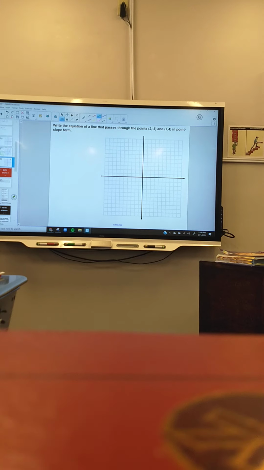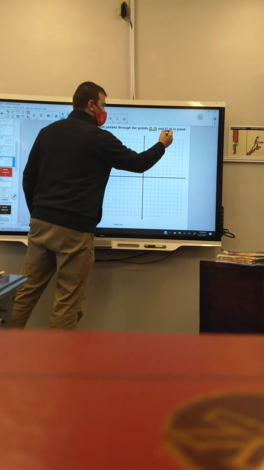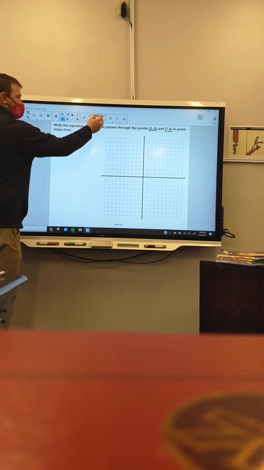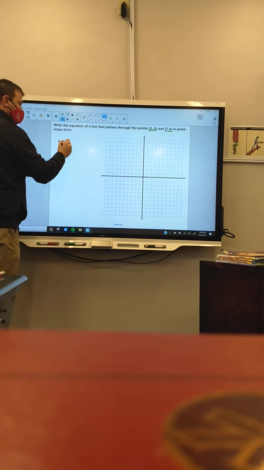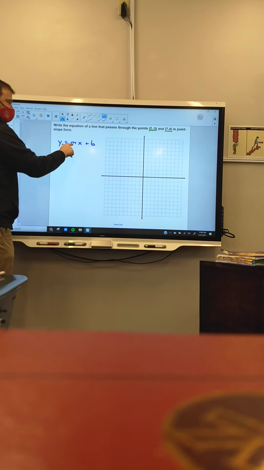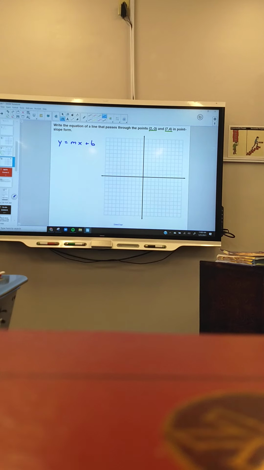Write the equation of a line. You've got your grid if you want to graph it first. But here are the things that you know. You know 2 points. Okay, so think this through. If we're going to try to come up with an equation that fits y equals mx plus b, I need to know the slope and I need to know the y-intercept. Do I have either one of those things, based on the given information?